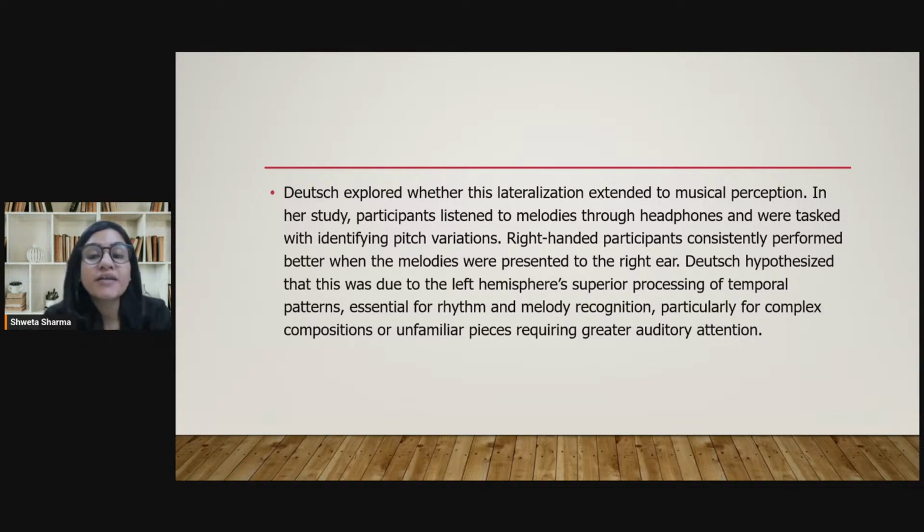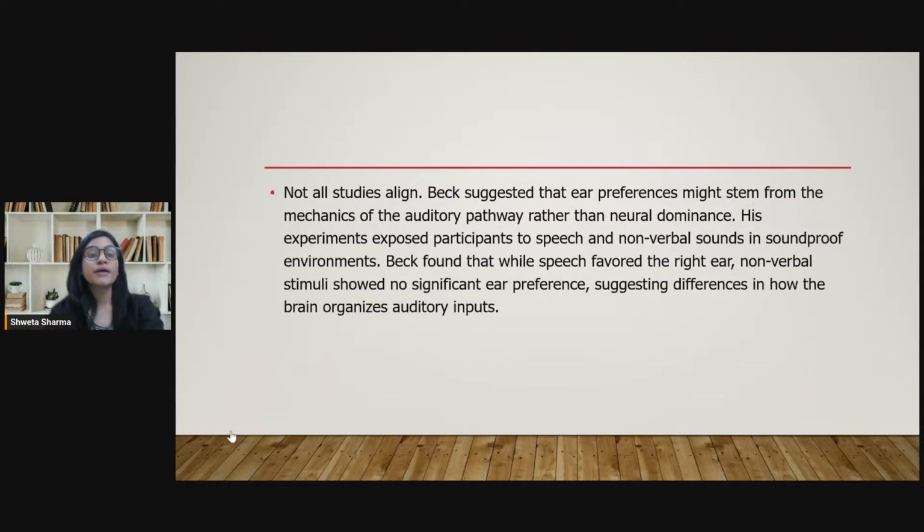Okay, so right-handed participants consistently performed better when the melodies were presented to the right ear. Dosh, on the basis of this, hypothesized that this was due to the left hemisphere's superior processing of temporal patterns, which is essential for rhythm and melody recognition, particularly for complex compositions or unfamiliar pieces requiring greater auditory attention. Okay, now can you relate to this paragraph, guys?